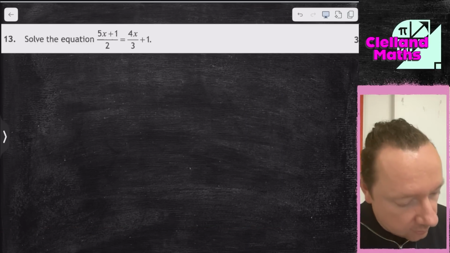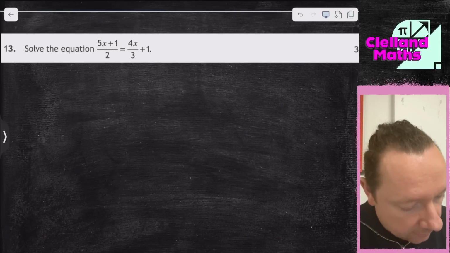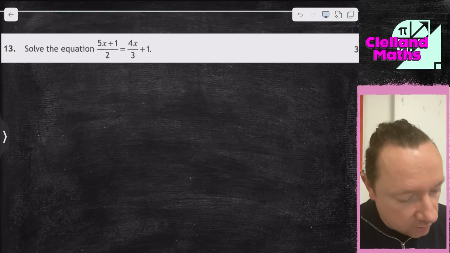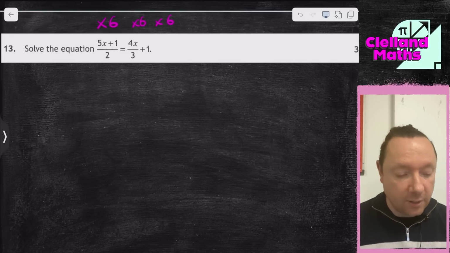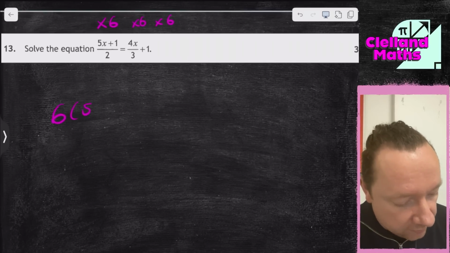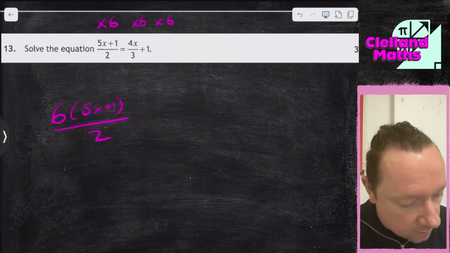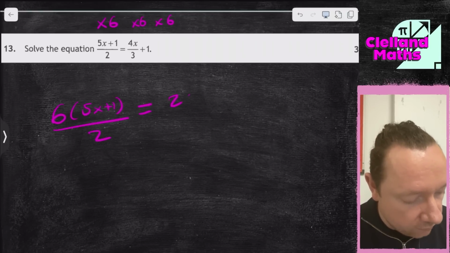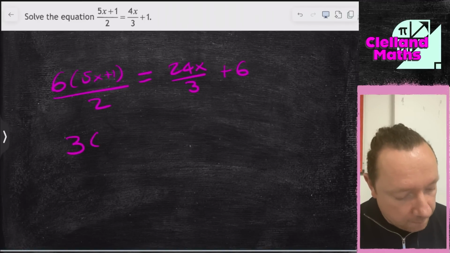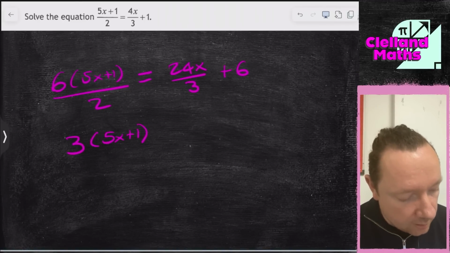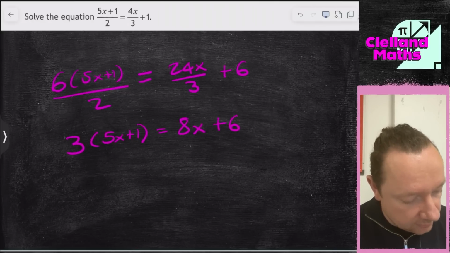Solve this equation. I've got 2 and 3 in the denominator position, so I'm going to times by 6 on both sides, because 2 times 3 is 6. There's other ways to do this, but that's my preferred method. So I get 6 times (5x plus 1) over 2 equals 6 times (4x plus 1) over 3, which is 24x plus 6 over 3. Simplifying as I go, 6 divided by 2 is 3, times 5x plus 1. 24 divided by 3 is 8, times x plus 6.